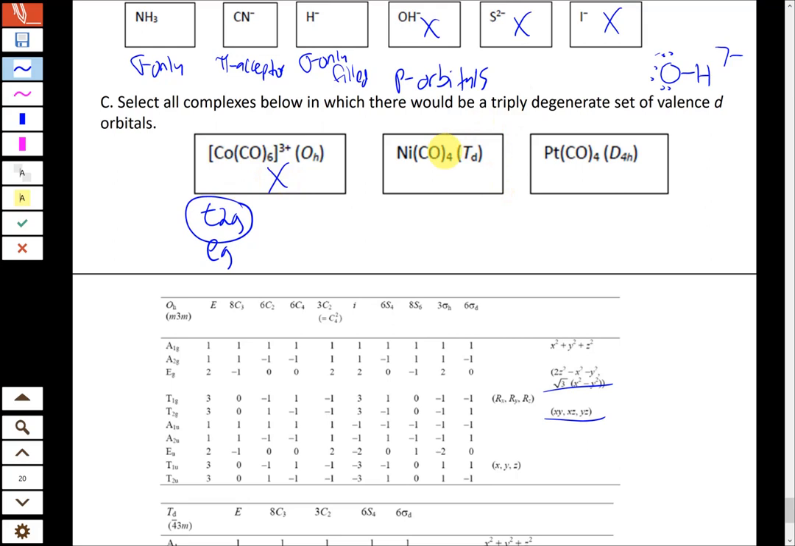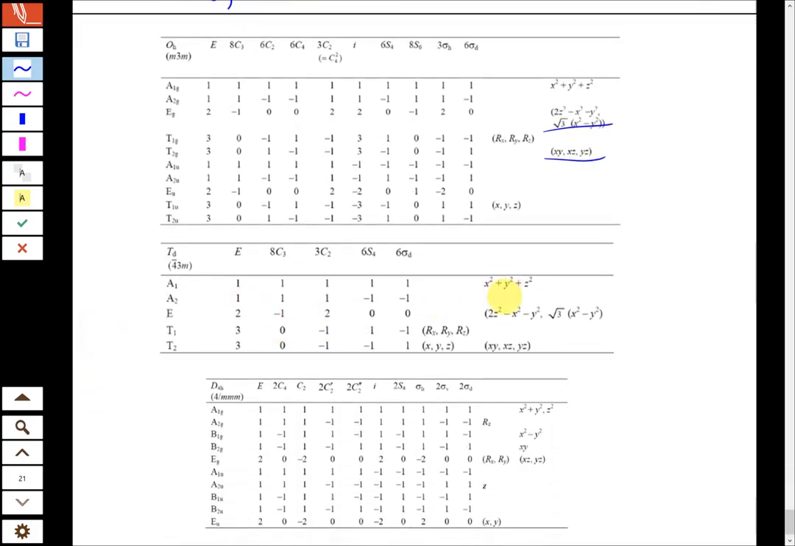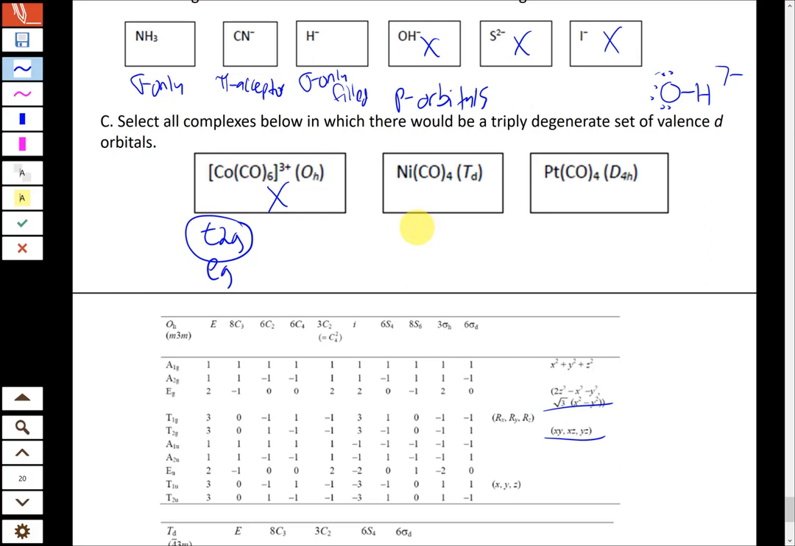For the Td compound nickel tetracarbonyl, in this case, the d orbitals split into E and T2. Which again, we covered that in class as well. So tetrahedral also has triply degenerate representations that include our d orbitals, still xz, yz, and xy. So that one is the case as well. The only difference is that in this case, the T2 orbitals go above the E orbitals, but it's still a set of triply degenerate orbitals.